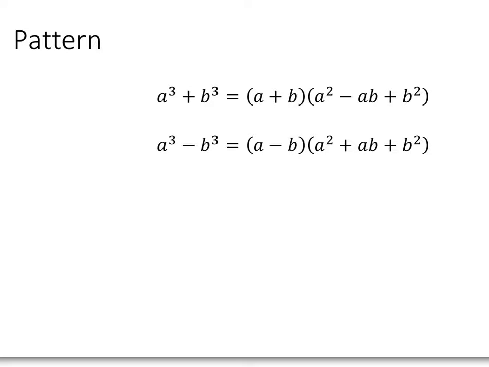a cubed plus b cubed equals quantity a plus b times quantity a squared minus ab plus b squared, and a cubed minus b cubed equals quantity a minus b times quantity a squared plus ab plus b squared. Once again, you can convince yourself that this pattern works by multiplying out the factored form.